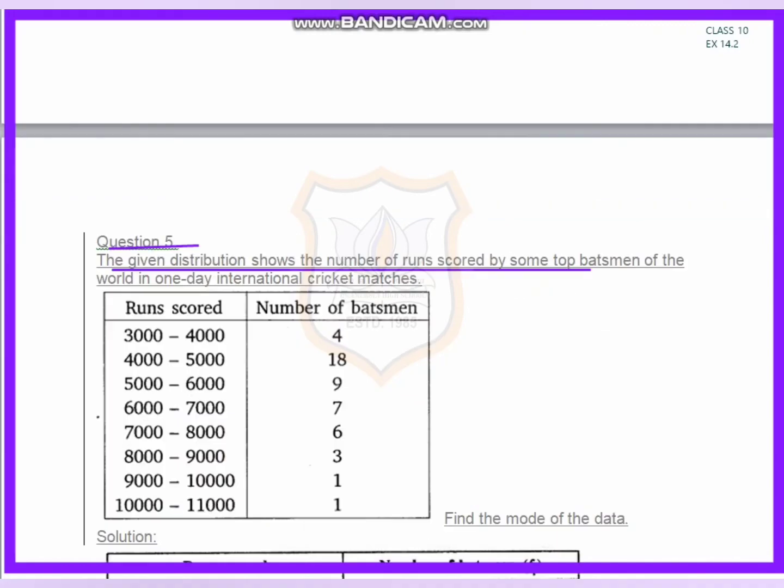Question number 5. The given distribution shows the number of runs scored by top batsmen in one day international cricket matches. 3000 to 4000, number of batsmen are 4. 4000 to 5000, number of batsmen are 18. 5000 to 6000, number of batsmen are 9, and so on up to 10,000 to 11,000, which is only a single batsman. We have to find the mode of the given data.